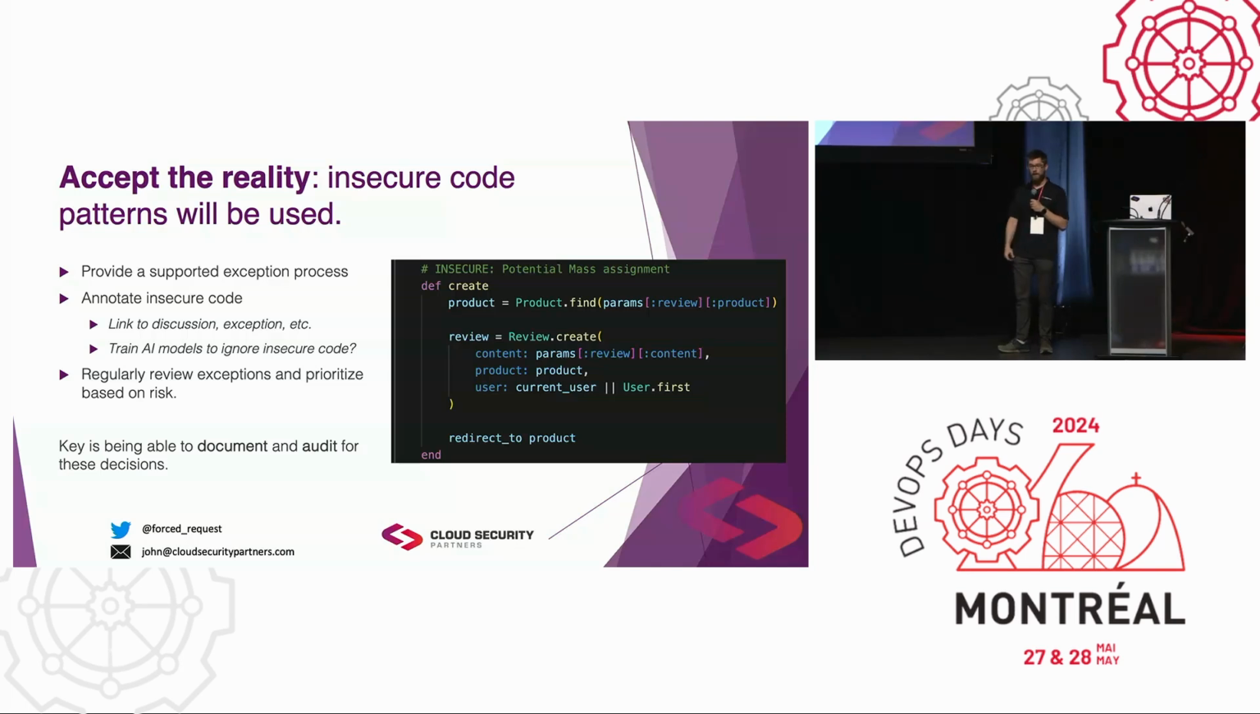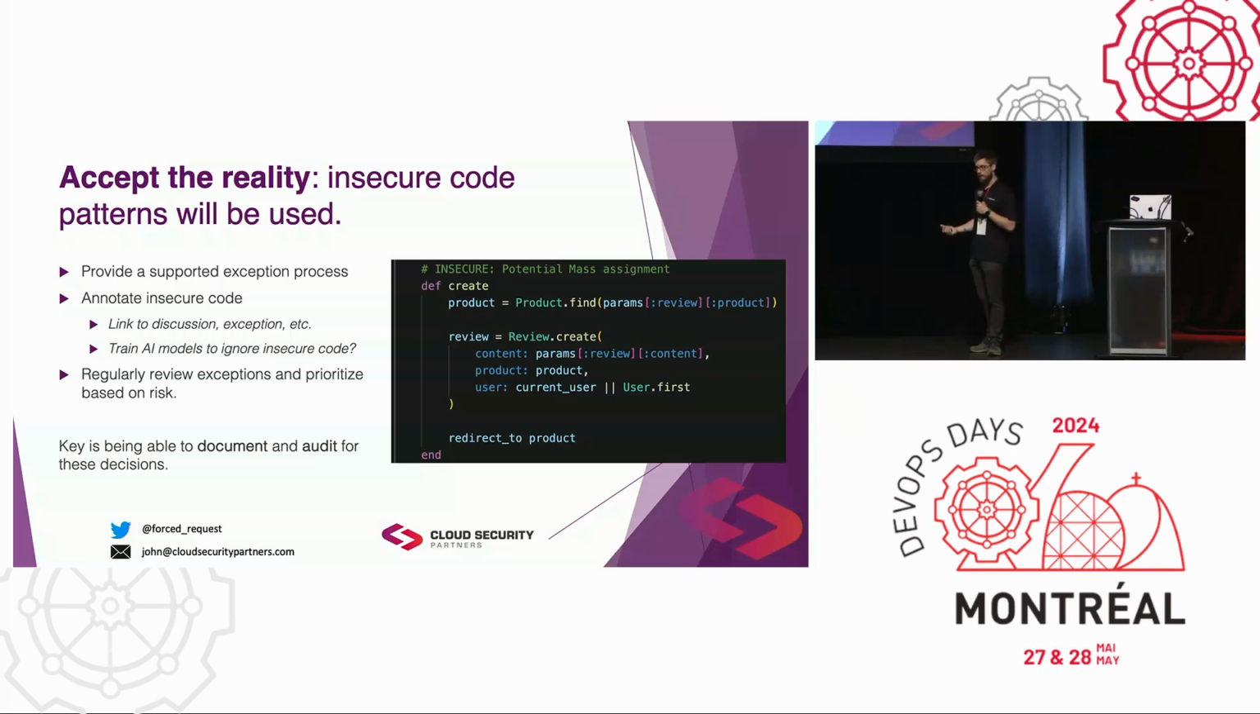So accept the reality, insecure code patterns are going to be used. All the time having conversations with engineers about needing to do things that they couldn't do and adhere to our security requirements. So be flexible, right? This is me, the security dude, telling you that we can be flexible, okay? So build an exception process. When someone comes to you and says, hey, we need to deviate away from the security requirements for this reason, support that. Build a process that allows you to support that exception.